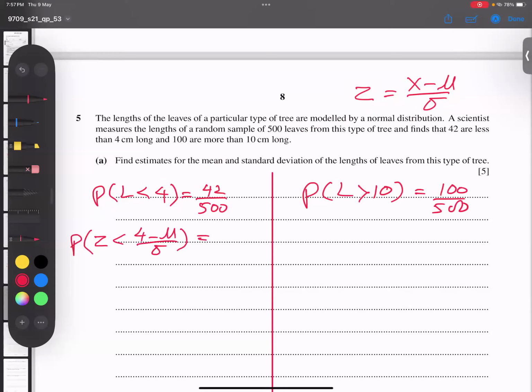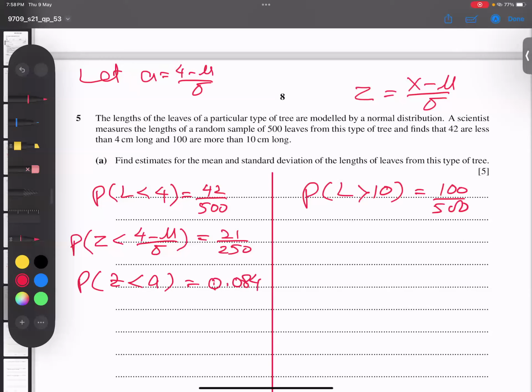Okay, 42, if I divide by 500, in simplified form it is coming 21 over 250. And I label this on the top, to save our time. A is equal to 4 minus mu over deviation. So this question turned to be Z less than A, which is equal to, okay, I can write in decimals, 0.084.